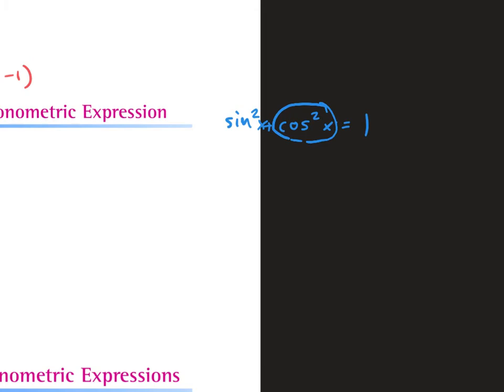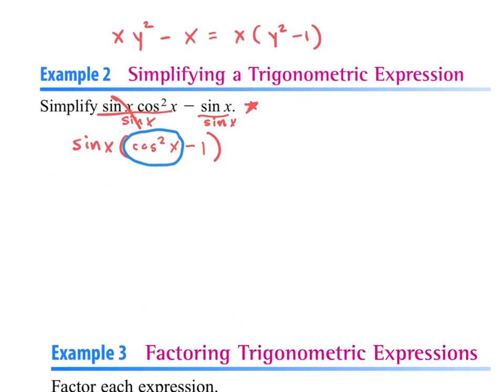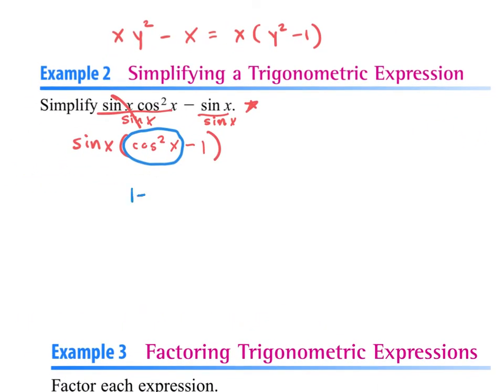Subtract the sine squared of x. Awesome. Subtract sine squared x. So I have cosine squared x is equal to 1 minus sine squared x. So I'm going to take 1 minus sine squared x and plug that in for cosine squared. What can I do next to simplify this?